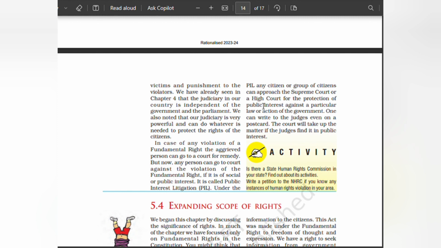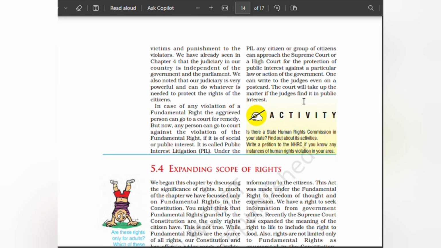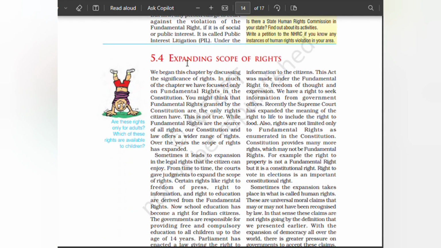Under the PIL, any citizen or group of citizens can approach the Supreme Court or a High Court for the protection of the public interest against a particular law or actions of the government. One can write to the judges, or even on a postcard. The court will take up the matter if the judges find it in the public interest.